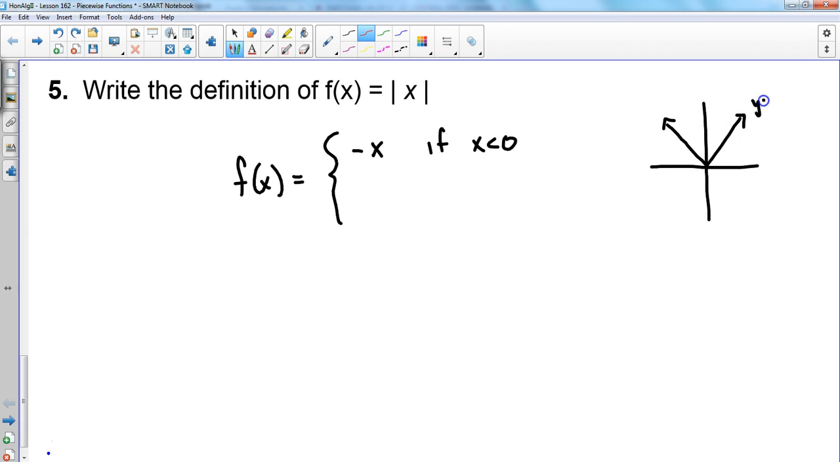This is like y equals x. That's just a line with a slope of 1 and a y-intercept of 0. This is like y equals negative x with a negative slope of 1. And y-intercept of 0. So we've got the left side. The right side is equal to y equals x. And it's equal to that when we plug in x values that are greater than or equal to 0. So this is essentially the definition of this absolute value function.